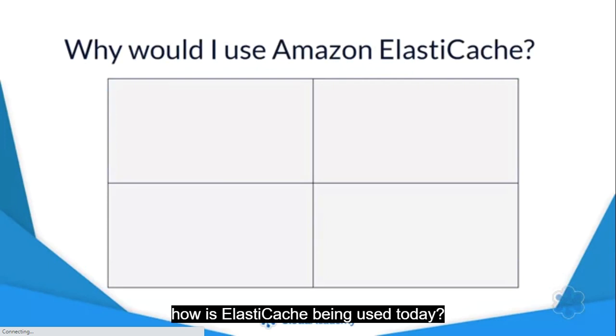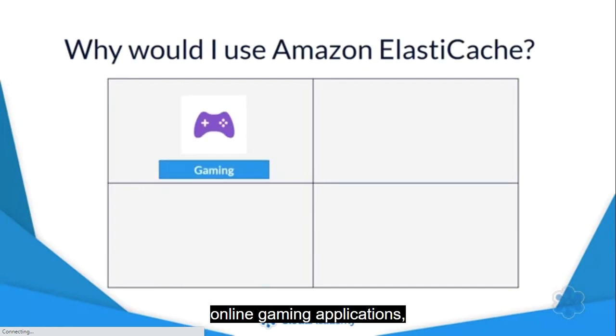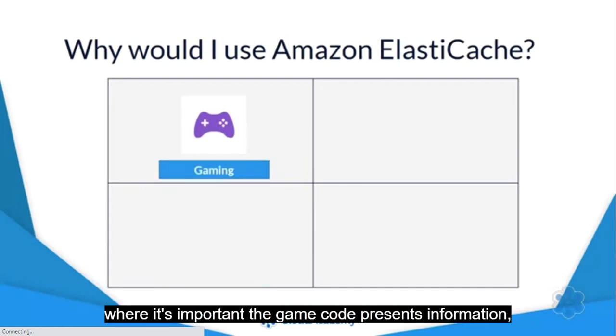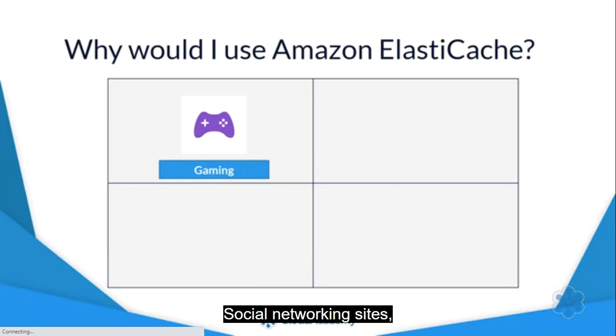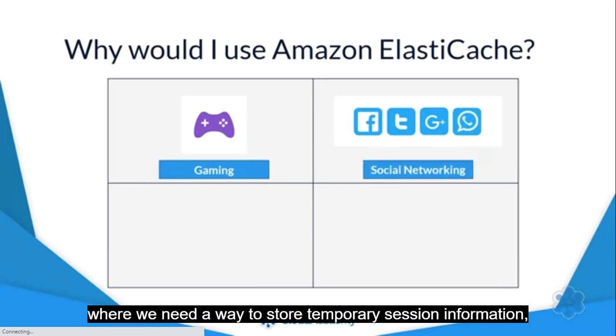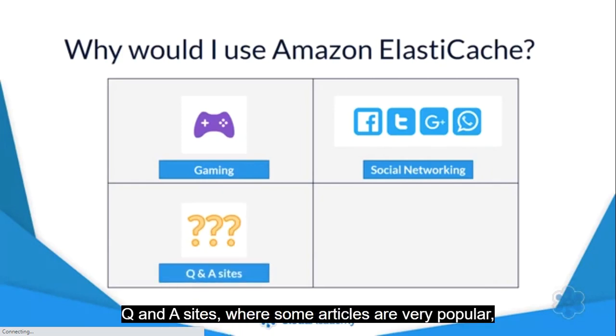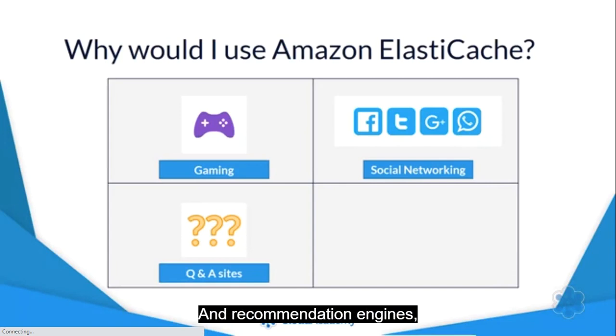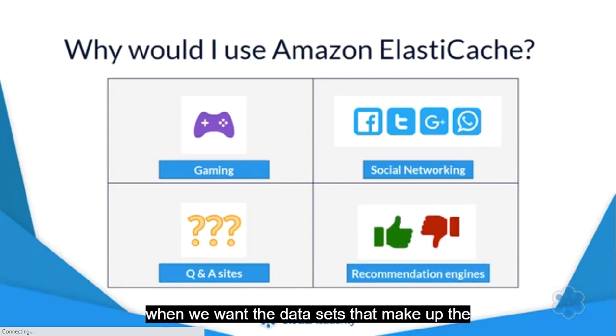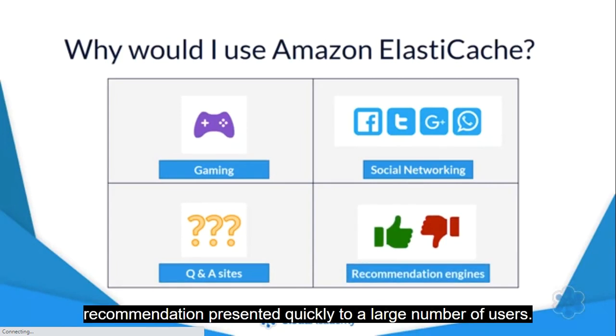By now you might be asking, how is ElastiCache being used today? Some common uses for ElastiCache are online gaming applications, where it's important the game code presents information like the scoreboard as quickly and as consistently as possible to all the players of the game. Social networking sites where we need a way to store temporary session information and session management. Q&A sites where some articles are very popular and therefore requested a lot. And recommendation engines when we want the data sets that make up the recommendation presented quickly to a large number of users.